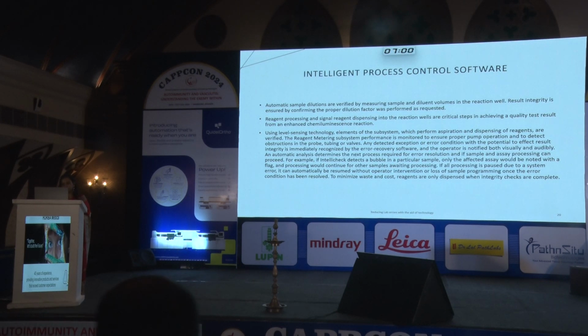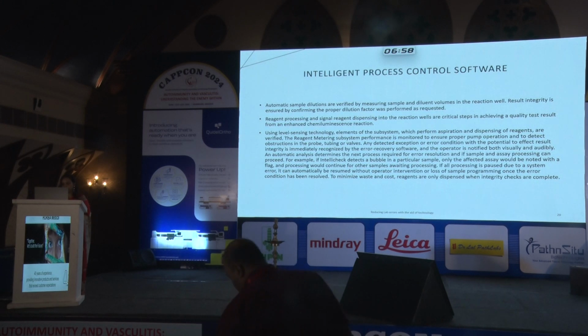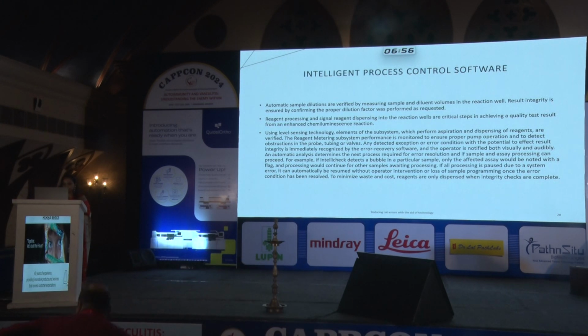The reagent metering subsystem performance is monitored to ensure proper pump operation or also to detect obstructions in the probe, tubing or valve. Any detected exception or error condition with the potential to affect result integrity is immediately recognized by the error recovery software, and the operator is notified both visually as well as audibly. An automatic analysis determines the next process required for error resolution and if sample and assay processing can proceed.